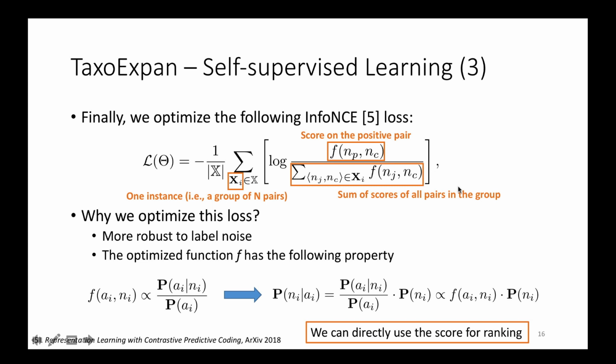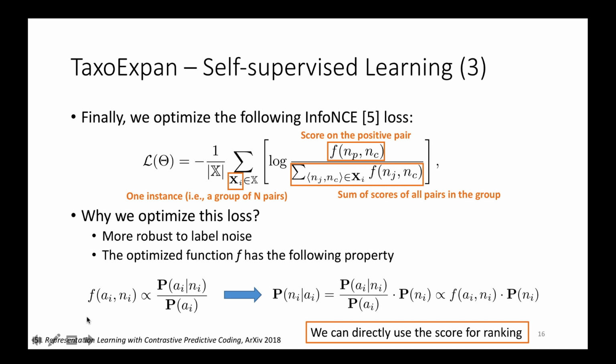And why do we want to optimize this loss? First, empirically, we find it's more robust to label noise than the previous binary cross-entropy loss. Second, theoretically, the function optimized using this InfoNCE loss has the following good properties.